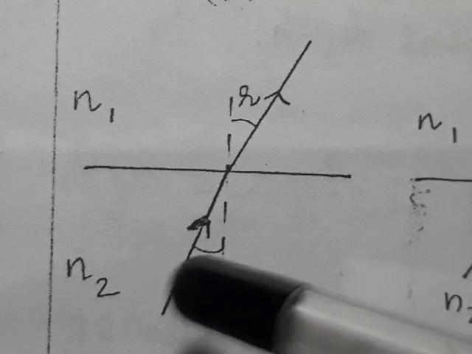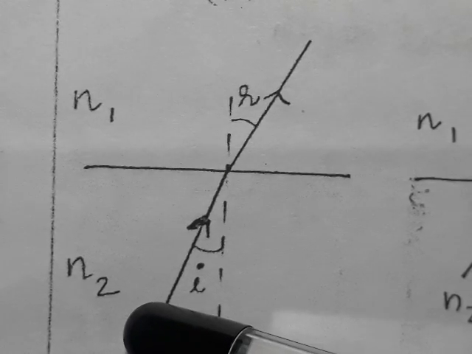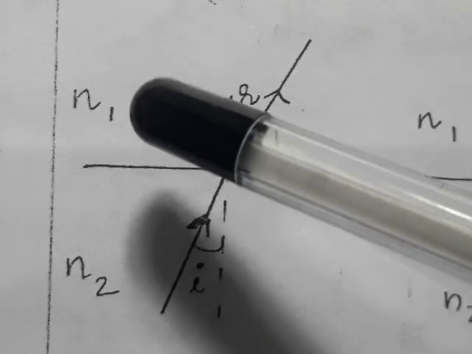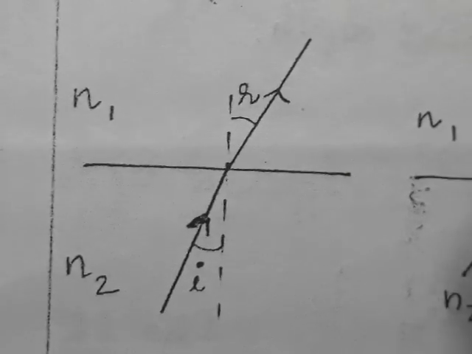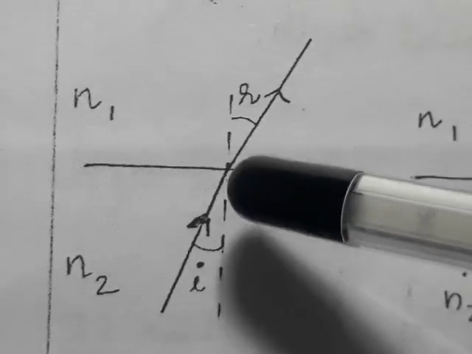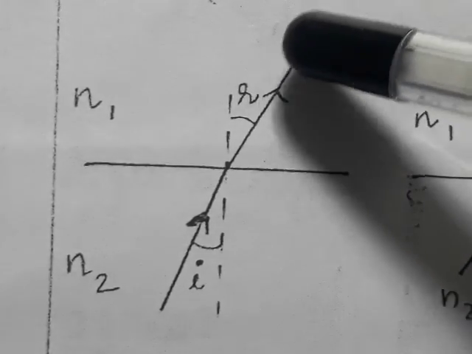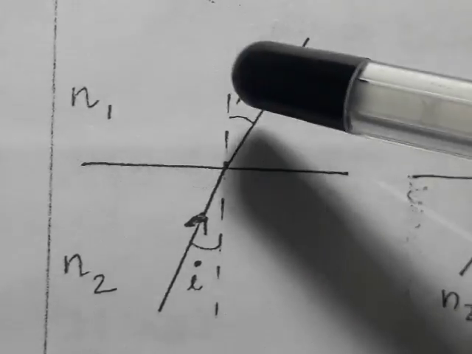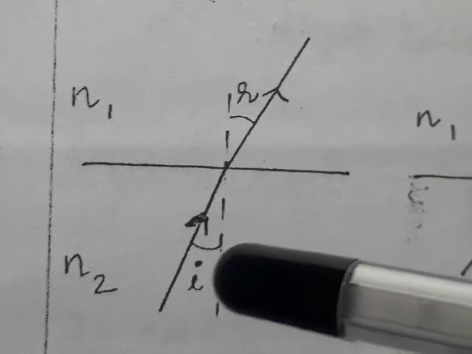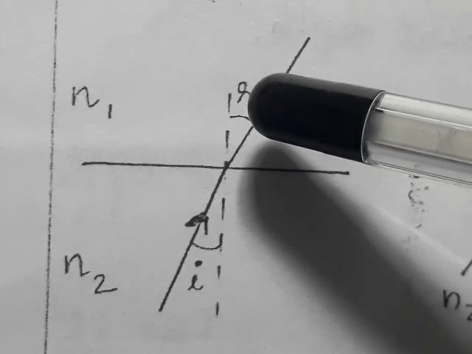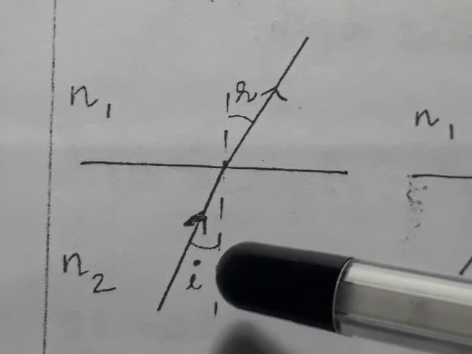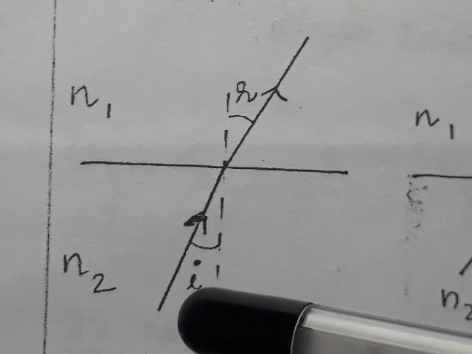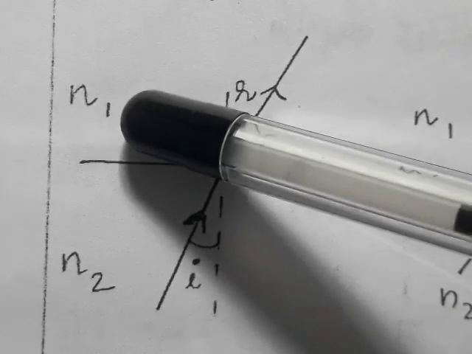For example, if N2 is a denser medium, like water or glass, and N1 is a rarer medium, light goes away from the normal. You can see this line is bent a little bit towards the right side, that is, away from the normal. So this is the angle of incidence and this is the angle of refraction. This is a typical case of refraction in which light travels from a denser to a rarer medium.